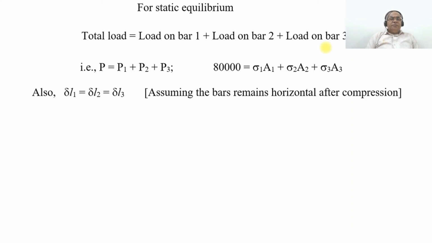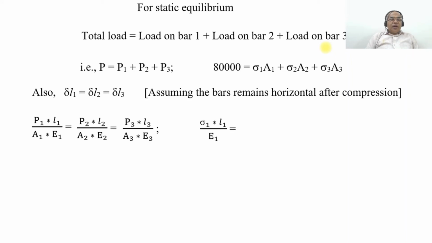So therefore, it will be equal to P1 into L1 by A1 into E1, which is equal to P2 into L2 by A2 into E2, which is equal to P3 into L3 by A3 into E3. Now you substitute the values. So P1 by A1 is nothing but sigma 1, into L1 by E1, will be equal to sigma 2 into L2 by E2, which will be equal to sigma 3 into L3 by E3. So you know the values of sigma 1, L1 and E1, and L2 and E2, and L3 and E3.